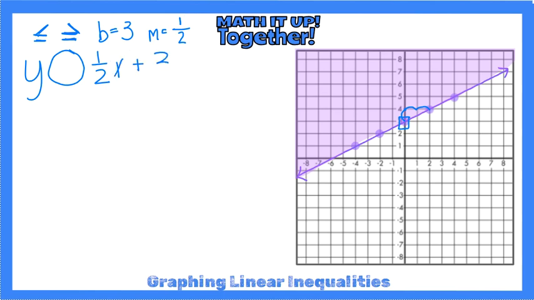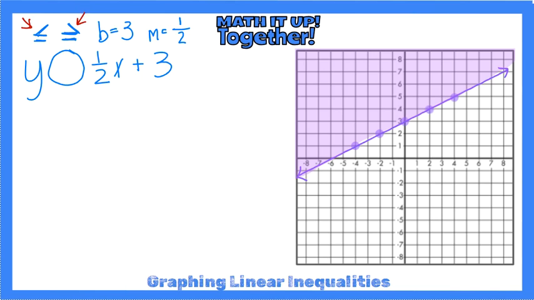And that's a positive 3. So that's what the equation of the line would be if it were just a line. But because it's an inequality, now I have to determine which side of the line is graphed, and I have to determine what my symbol is. I know it's going to be one of these because the line is solid.